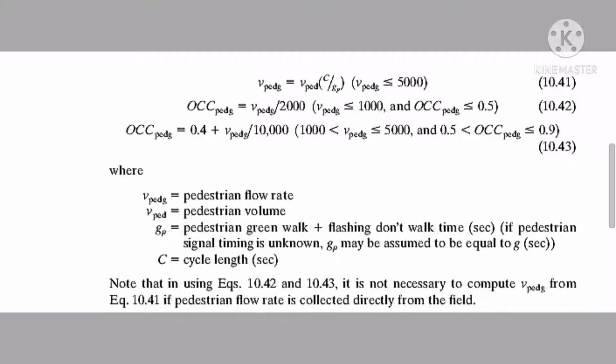If pedestrian signal timing is unknown, GP may be assumed to be equal to G. C equals cycle length in seconds. Take note that equations 10.42 and 10.43 are not necessary to compute VPED from equation 10.41 if pedestrian flow rates are collected directly from the field.